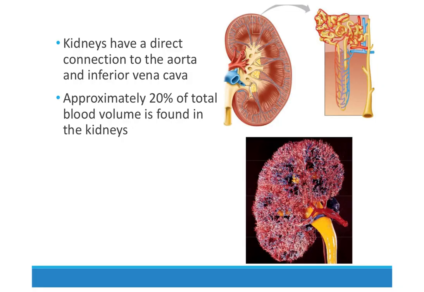As I mentioned earlier, kidneys have a direct line to the descending aorta and the inferior vena cava, and about 20% of your total blood volume is found in the kidneys at any one moment. This plasticized kidney gives you a sense of how many blood vessels are in there, because this filtration of the blood is a very, very important job to get rid of those metabolic wastes, to maintain fluid balances, all of those very, very essential roles that your kidney does for you.